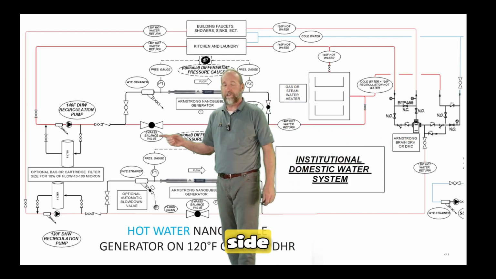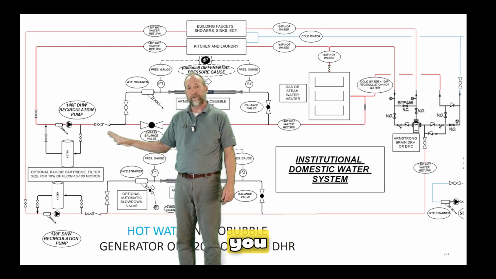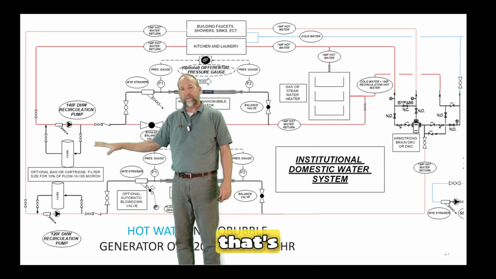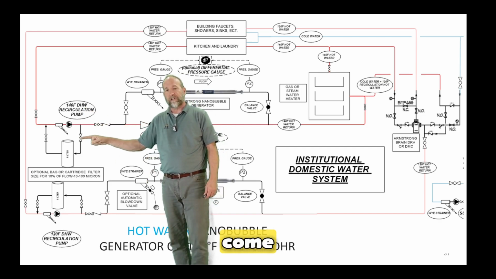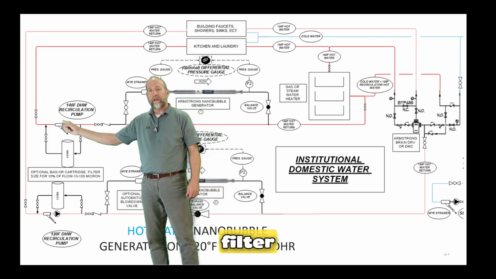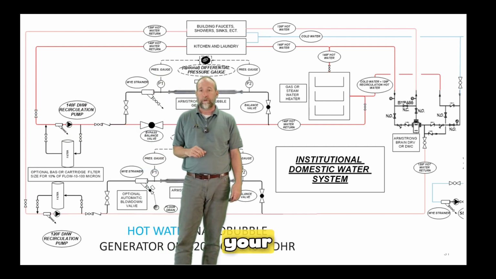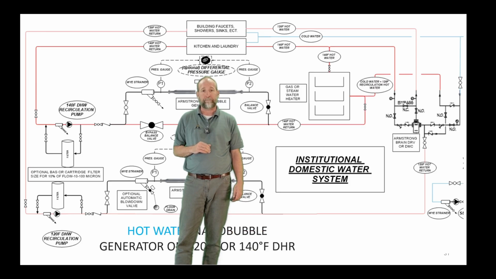Now, on the filter side, we talked already a little bit about the filter. You can either add a filter or not, and that's where you would put the filter, right there, on a side stream around the pump, where you come off the discharge, go through your filter, and right back into the suction side of your pump. That would be the best way to pipe that up.